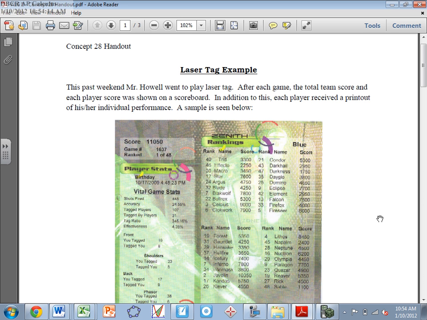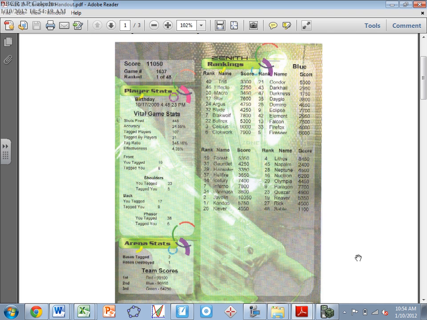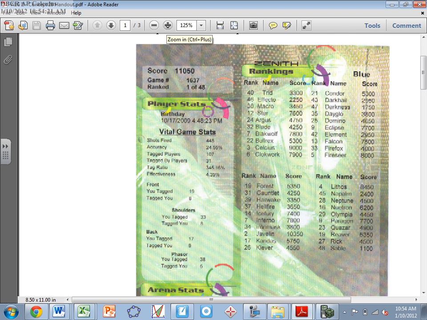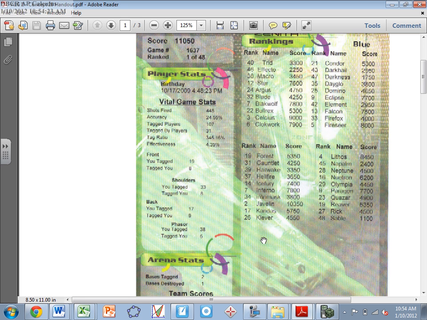Every time we played, we got a scorecard. And each time we played, there were important things on the scorecard. I know you can't see it that well, but look up here. On the scorecard, it told you how many shots you fired, your accuracy, all that kind of stuff. Then it told you how many times you shot people in certain locations. Now, in laser tag, you have four places you can get shot: the chest, the back, the shoulders, or the gun. There's no face shot. You don't wear a helmet or anything, so there's no face shot. Okay?